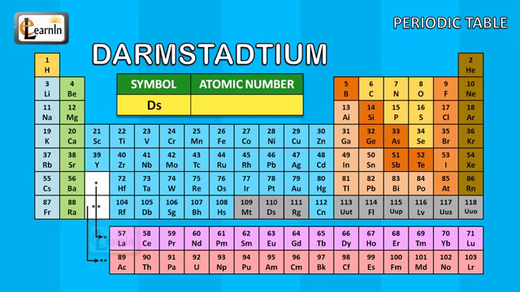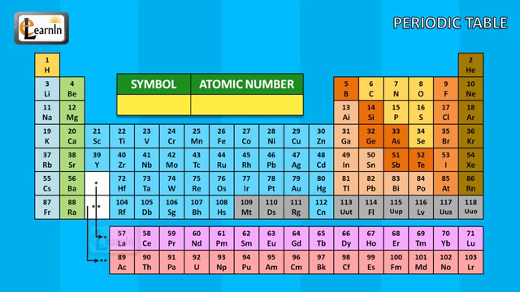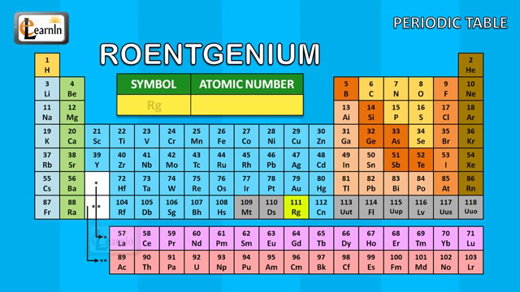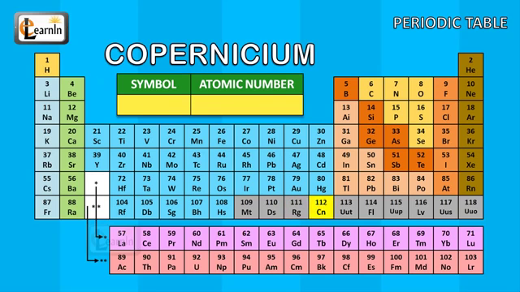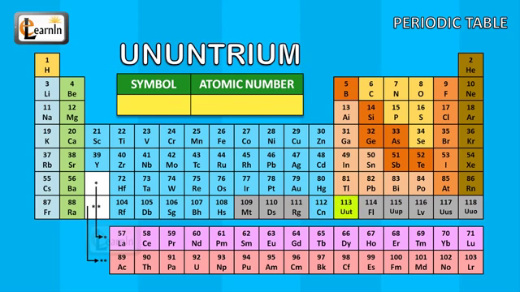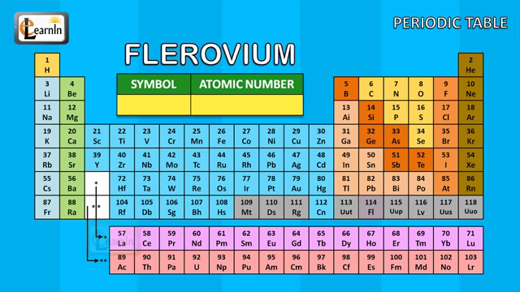The element darmstadtium is represented as Ds and has an atomic number of 110. The element roentgenium is represented as Rg and has an atomic number of 111. The element copernicium is represented as Cn and has an atomic number of 112. The element yttrium is represented as UUT and has an atomic number of 113. The element fleurivium is represented as Fl and has an atomic number of 114.